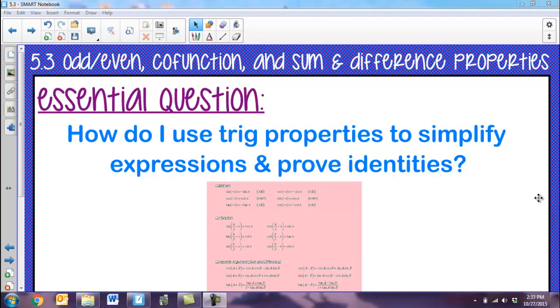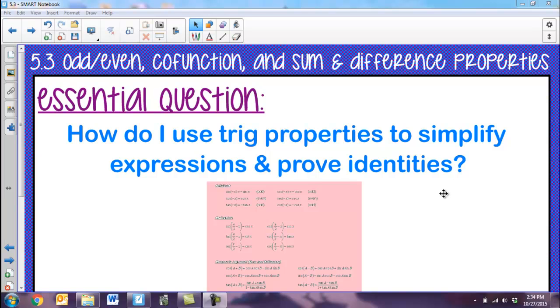Hey guys, today we are going to be finishing the front page of our formula chart. So kind of talking about all of the rest of these subheadings. Now the very last subheading, the composite argument, we're actually going to spend some extra time on. But today we're going to be going over odd even, cofunction, and then the sum and difference properties. And our essential question is, how do I use trig properties to simplify expressions and prove identities?